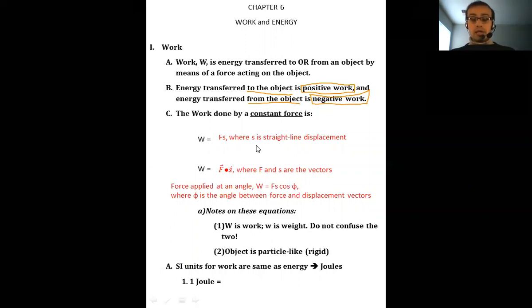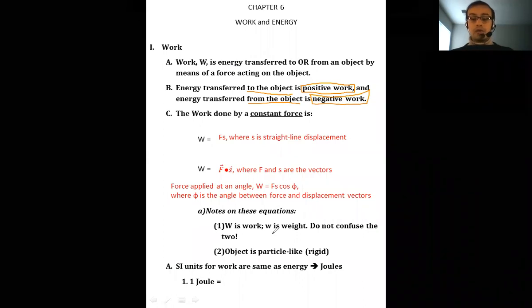Important to note that capital W is work and lowercase w is weight. So weight is still a force. It's a force that sometimes we don't like when we step on our bathroom scales. But work is something which is derived from force, and which is another way of kind of measuring energy. And we're going to be talking about energy in just a little bit. You don't want to confuse the two.